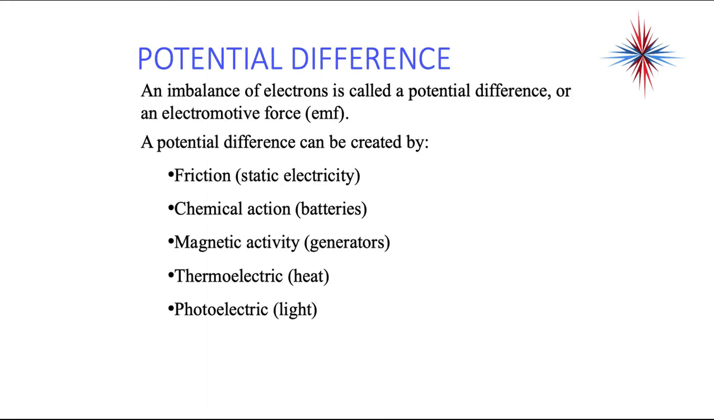We have to think about electricity as a potential difference. An imbalance of electrons is called a potential difference or electromotive force. A potential difference can be created by friction, which would be static electricity, chemical action, which is batteries, magnetic activity, which would be generators, thermoelectric, which would be heat, and photoelectric, which is light. The unit of measure for this potential difference, or EMF, is called the volt.